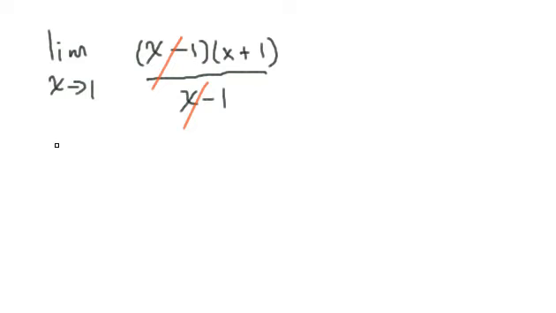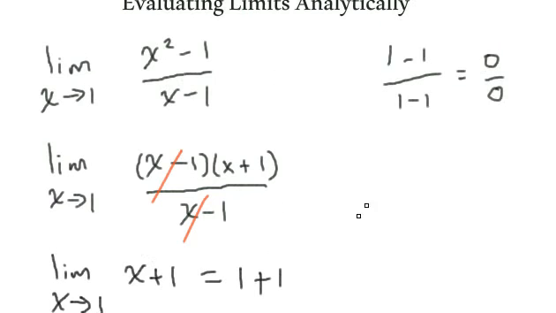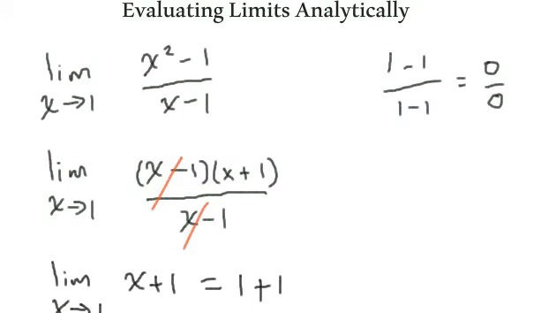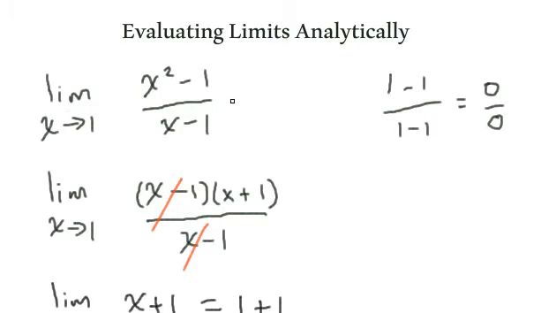So let me rewrite this so we have the limit as x approaches 1 of x plus 1. So now we can do the direct substitution, plugging 1 directly in for x, and it turns out that our limit is equal to 2. So even though we have a different function here, it's just disagreeing at the point where x is equal to 1. So this is still equal to 2.